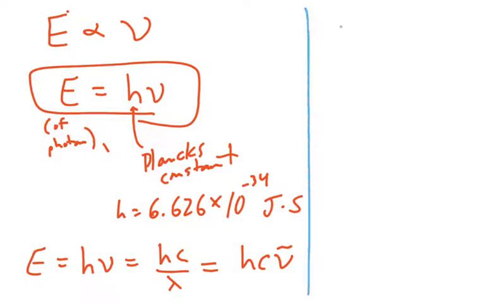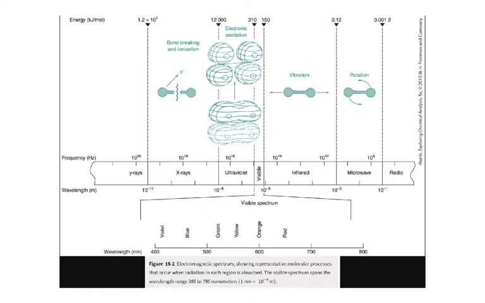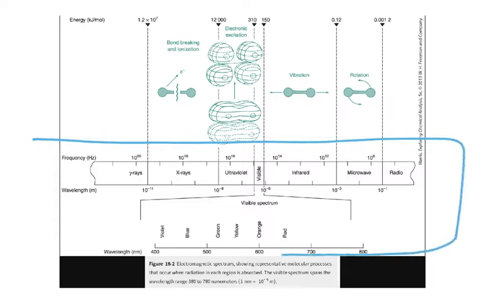So looking at energy again, to kind of summarize this, we could say energy increases when frequency increases, or wave number increases, or wavelength decreases. And so we often see some sort of electromagnetic spectrum like the bottom here, where energy increases this way, right? As wavelength gets smaller, frequency goes up.